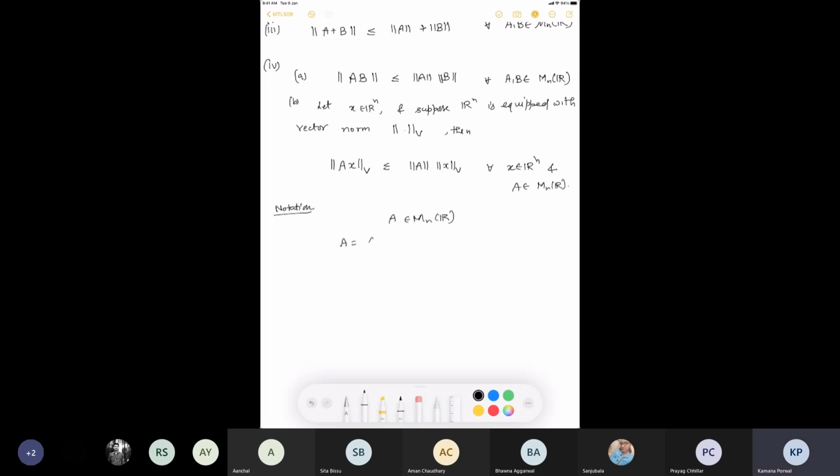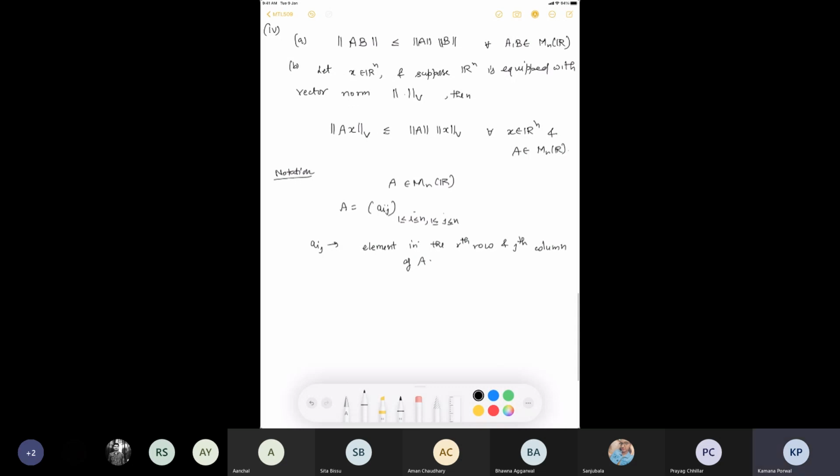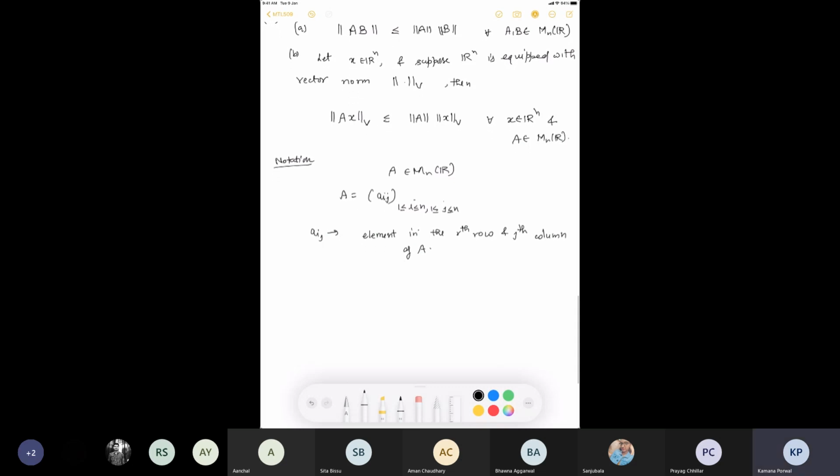So I'll write it in the component form in this way. Okay, so a_ij here is going to be the element of the matrix A, which is in the ith row and jth column. Okay. Now let's take some examples of the matrix norm.